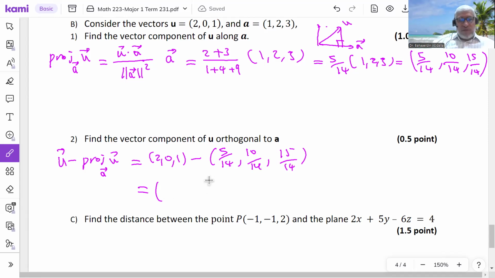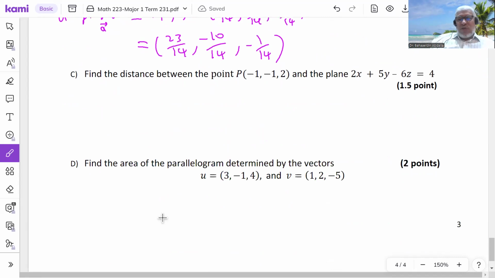The answer is 23 over 14. 0 minus 10 over 14. 1 minus 15 over 14. So it is negative 1 over 14. So this is the answer.